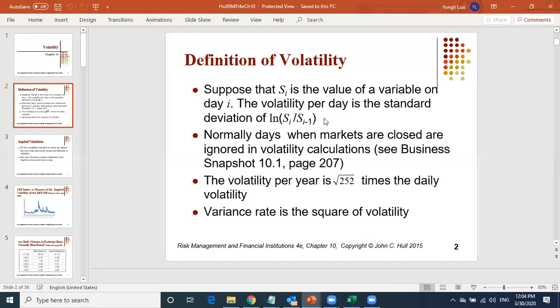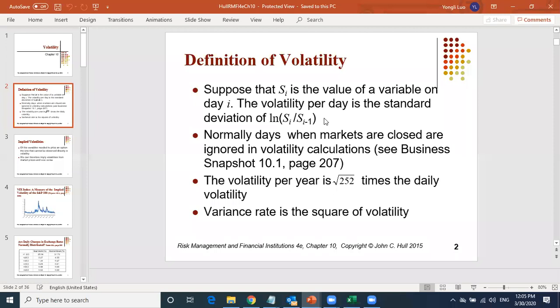Okay. So normally the days when the market is closed are ignored in the volatility calculation because the daily volatility is too volatile. So we use a much longer time period to measure volatility. For example, we use volatility per year. So that's the yearly volatility. The yearly volatility is the square root of 252 times the daily volatility.